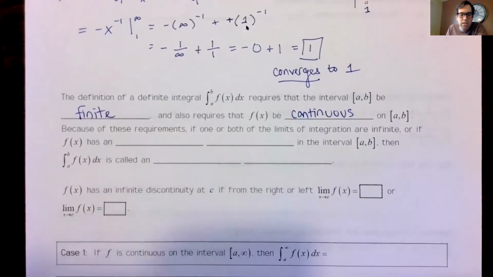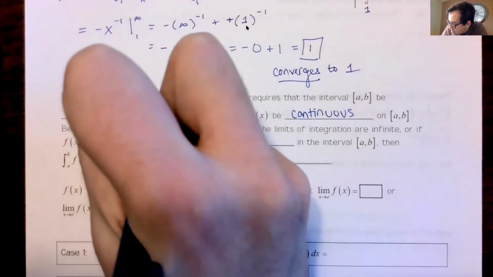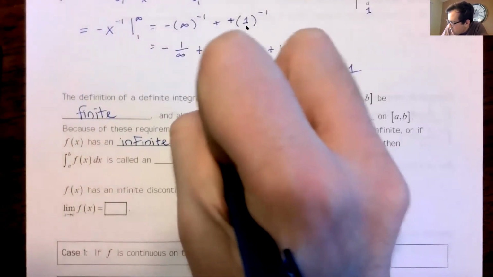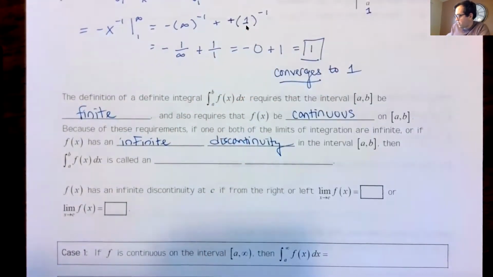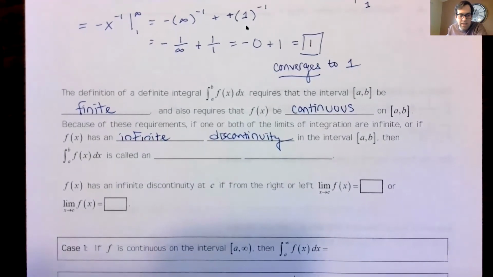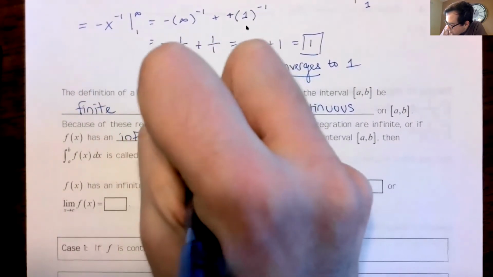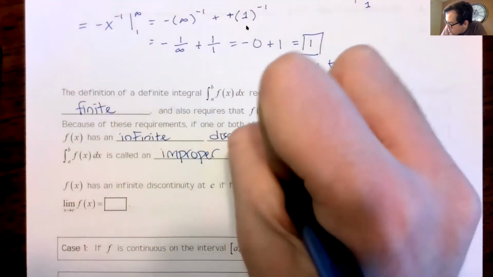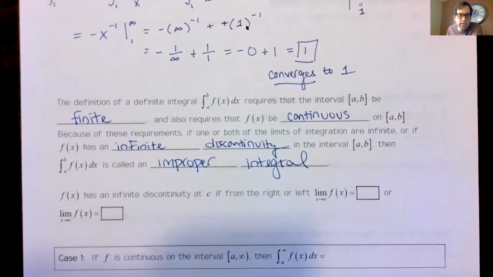Because of these requirements, if one or both of the limits of integration are infinite, or if f of x has an infinite discontinuity in the interval, then the integral from a to b of f of x dx is called an improper integral. All right, so what is this saying? What are these two things?